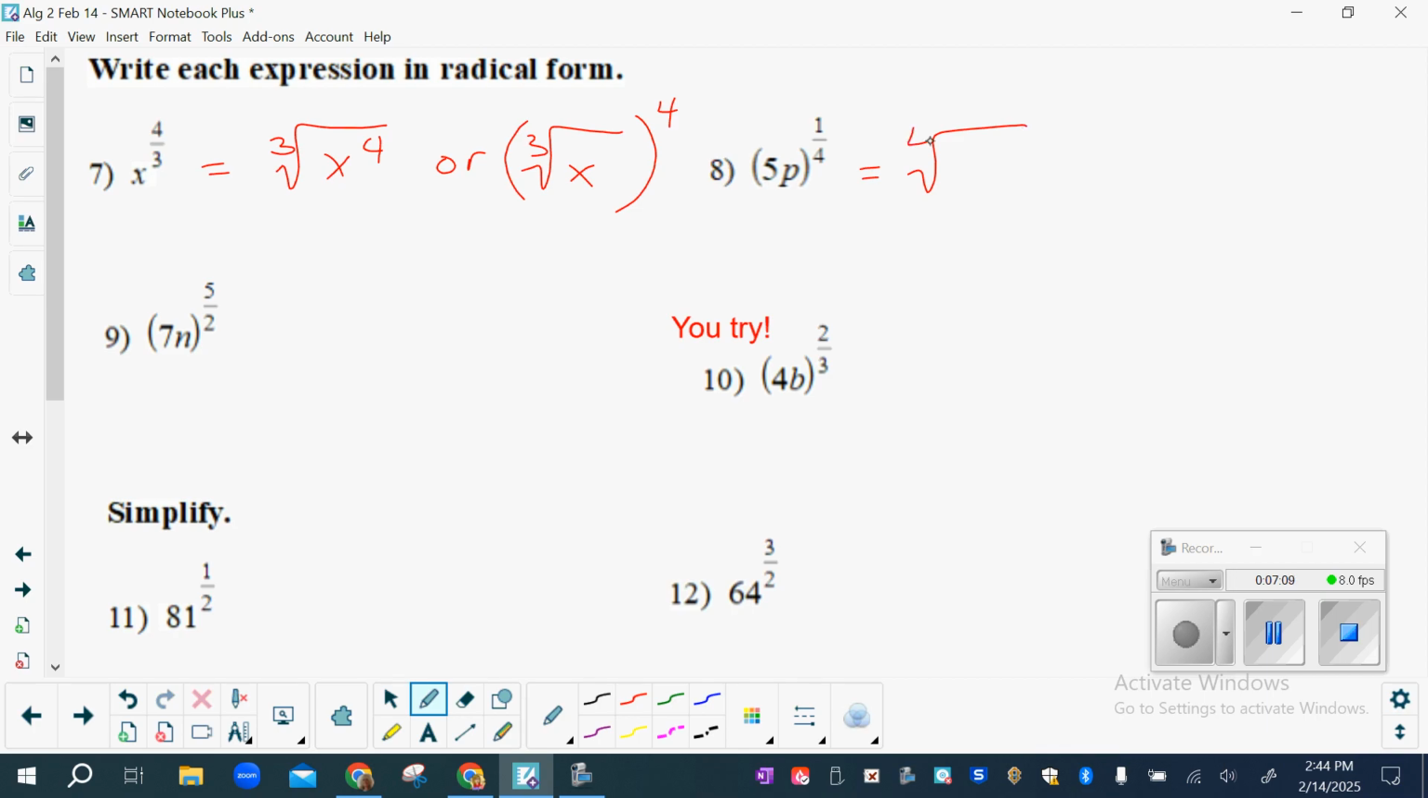Good. Fourth root. Yep. And then we don't need a parentheses there. We have the 5p on the inside. It's all to the exponent 1. Doesn't matter. It's not going to change it, whether we put a parentheses around it or not.